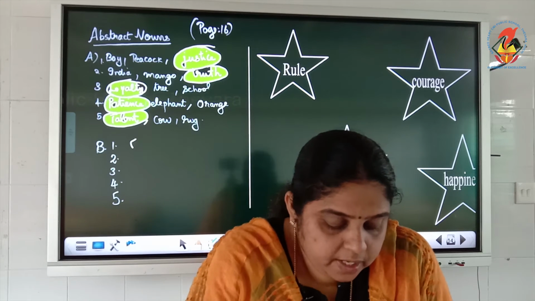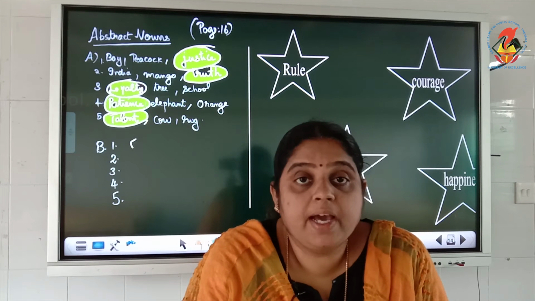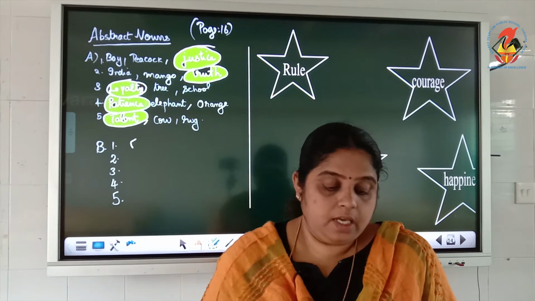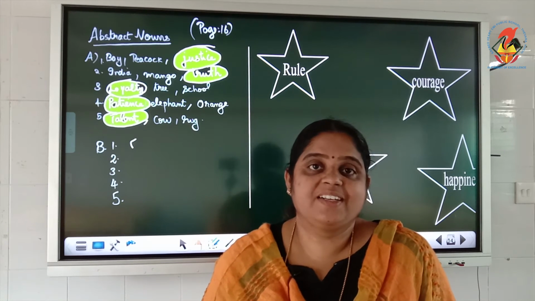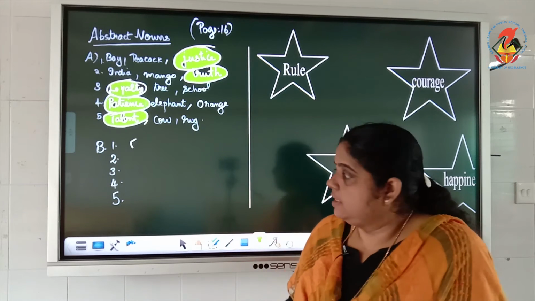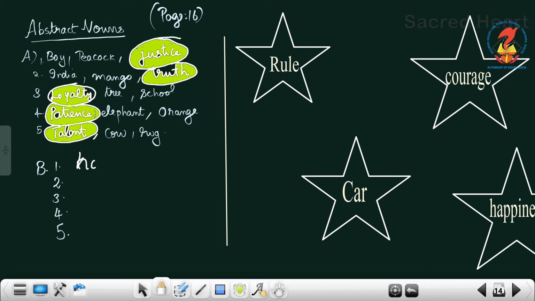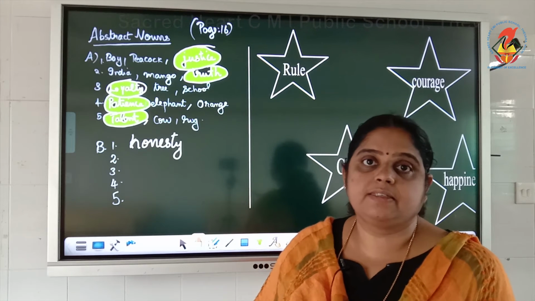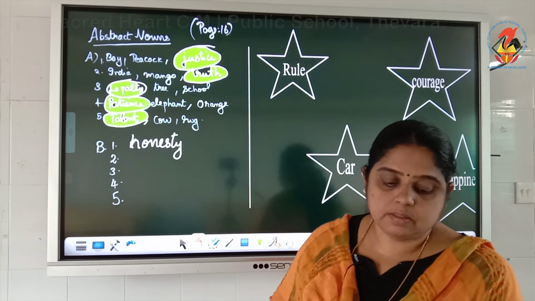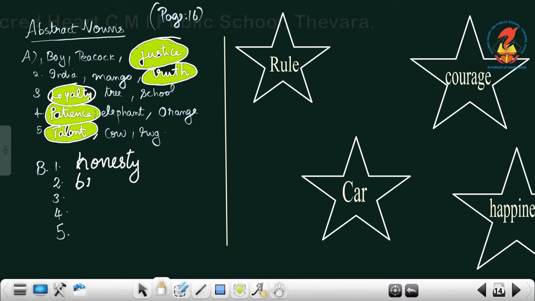What is it? First one. I like the honesty of my friend. What is the answer? The answer is honesty. So you can underline honesty. Please underline honesty. Second one, you must believe that woman's brilliance. Which is it? Yes, brilliance. So second one is brilliance. The abstract noun is brilliance.